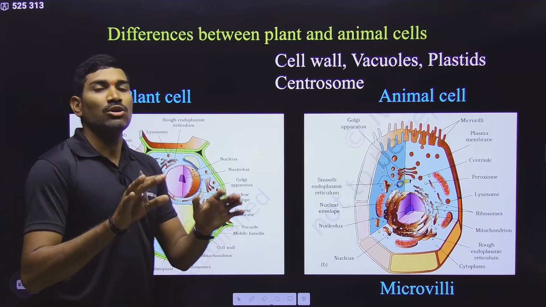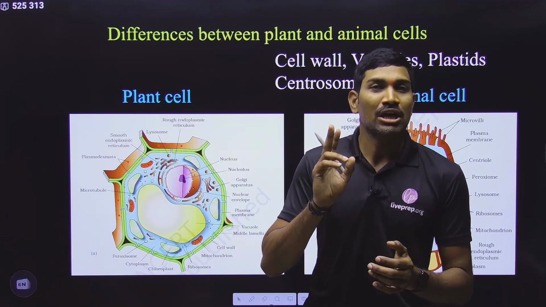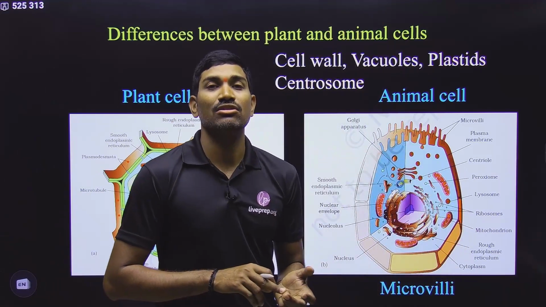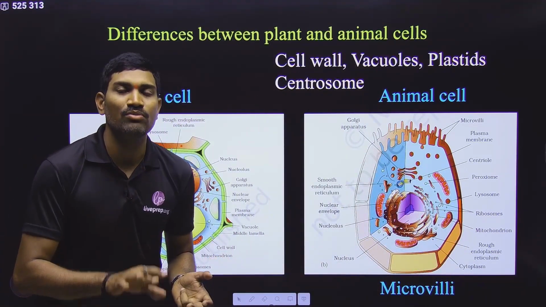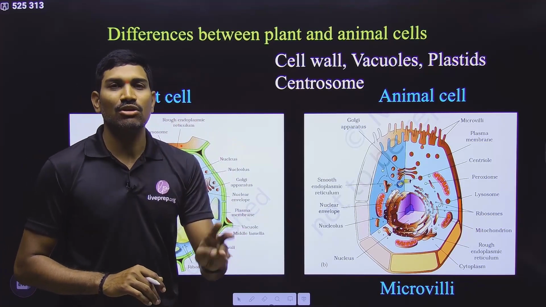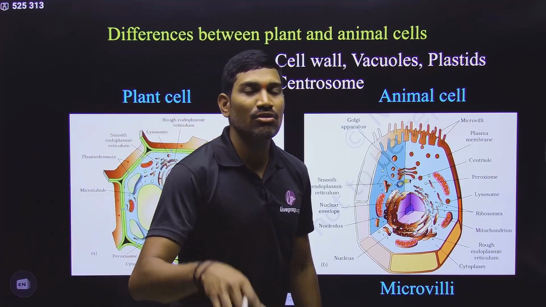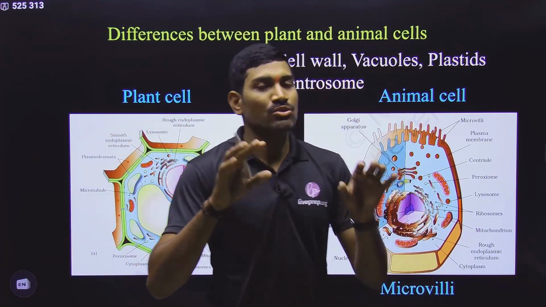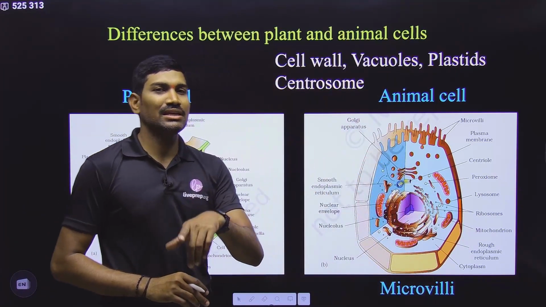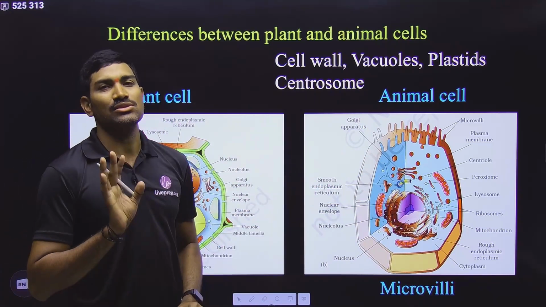Because lower plants like bryophytes and pteridophytes, please remember, once again I am repeating, lower plants like bryophytes and pteridophytes have centrosome. One centrosome has two centrioles. So bryophytes and pteridophytes have centrosomes. So in the cell division of bryophytes and pteridophytes, the centrosome, meaning the centrioles, are involved like in animal cells.